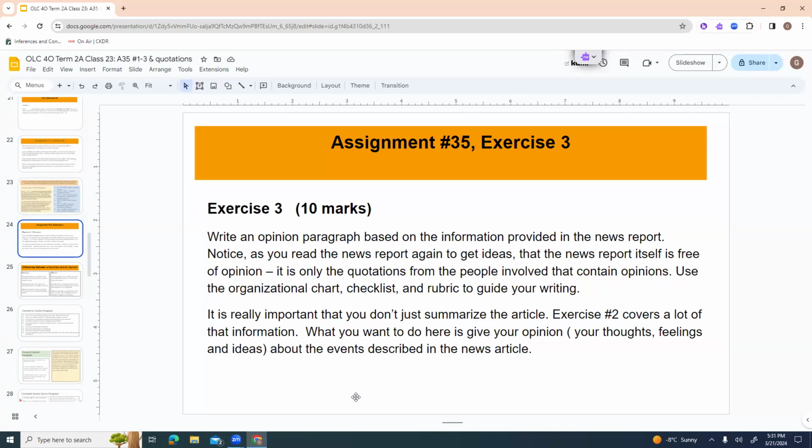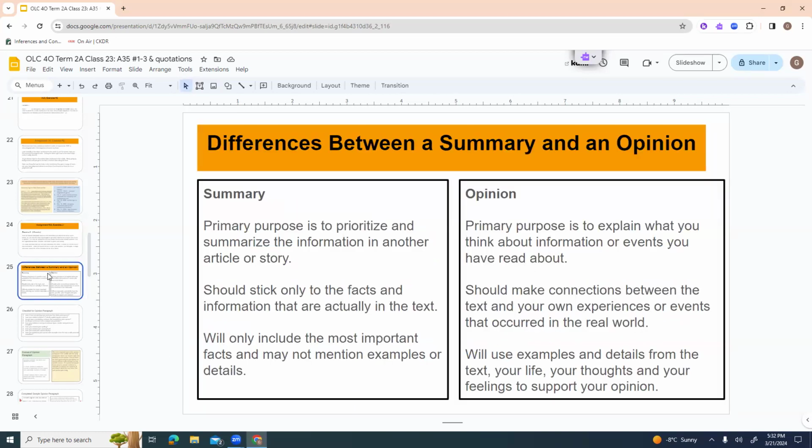Okay. Here's the actual question. Write an opinion paragraph based on the information provided in the news report. Notice that as you read the news report again to get ideas, the news report itself is free of opinion. It's only the quotations from the people involved that contain opinions. Use the organizational chart, checklist, and rubric to guide your writing. It's really important that you don't just summarize the article, okay? Exercise number 2 that we just finished really does summarize things. You don't need to do that again. What we want to do here is give your opinion, your thoughts, your feelings, your ideas about what's happening in the news article.